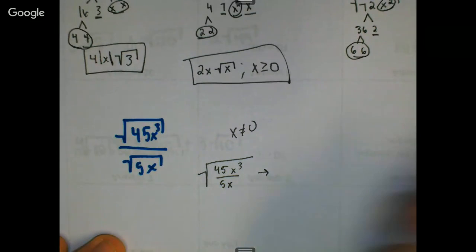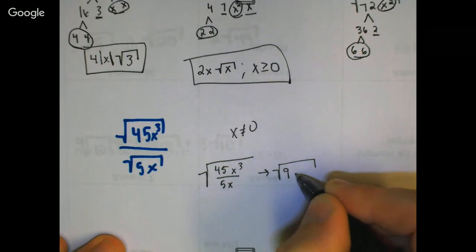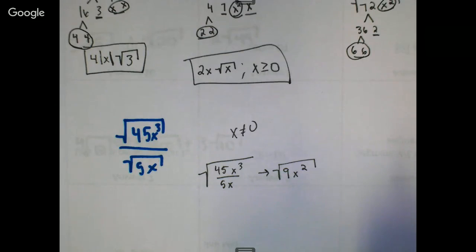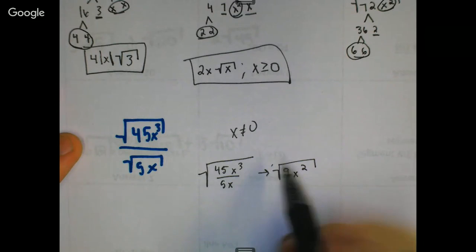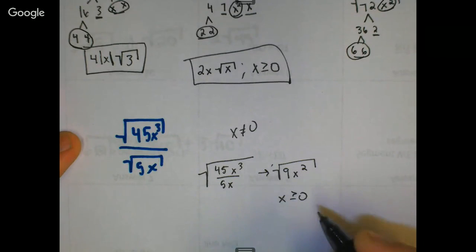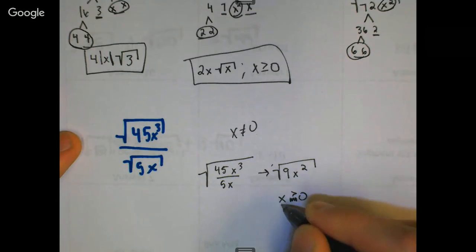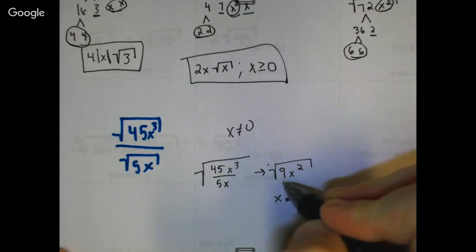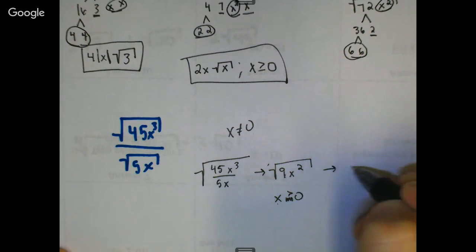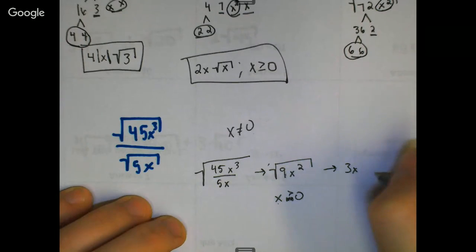All right, so then 45 over 5 is 9x squared. Okay, so now since we have an even here and an odd here, that means x is greater than or equal to 0. But we said that x could not equal 0, so in the end, x has to be bigger than 0. And we can reduce this. The square root of 9 is 3. And the square root of x squared is x. And you have x greater than 0.